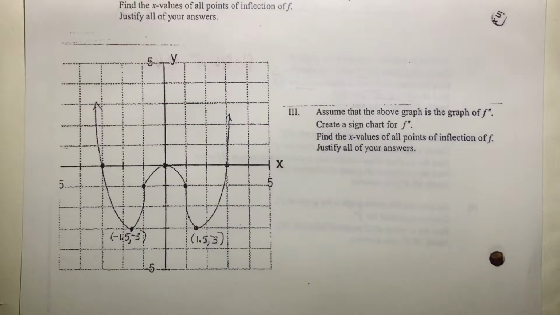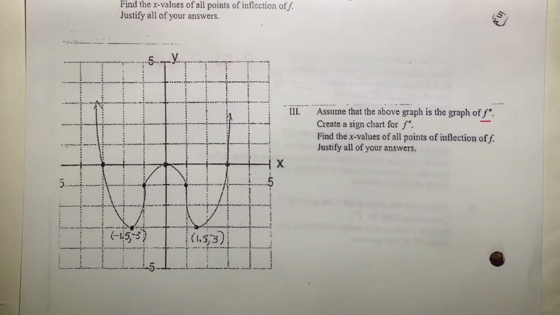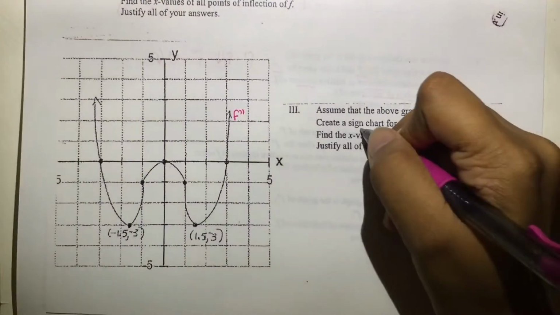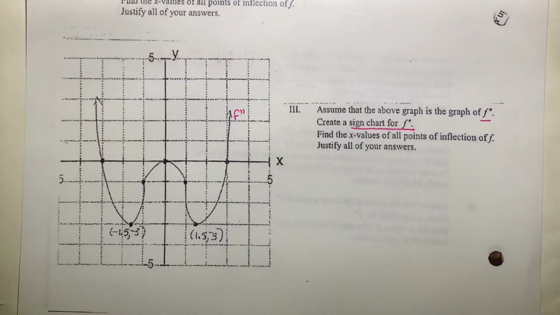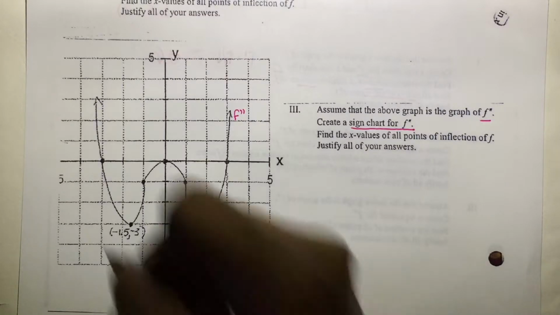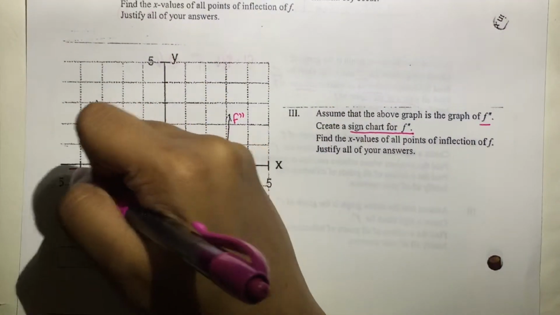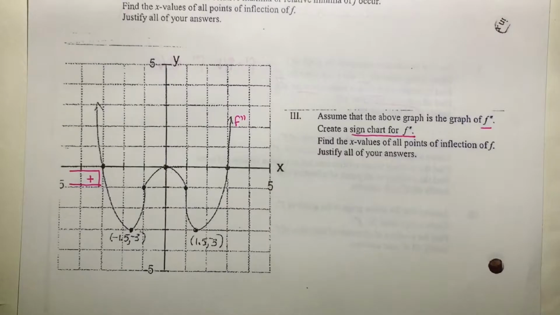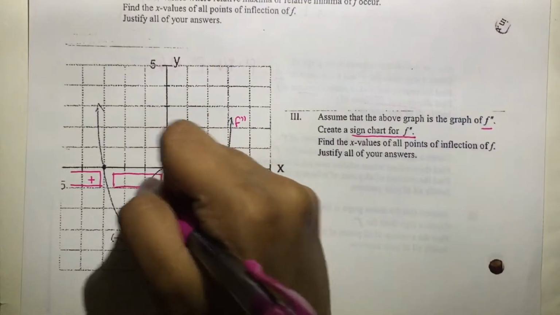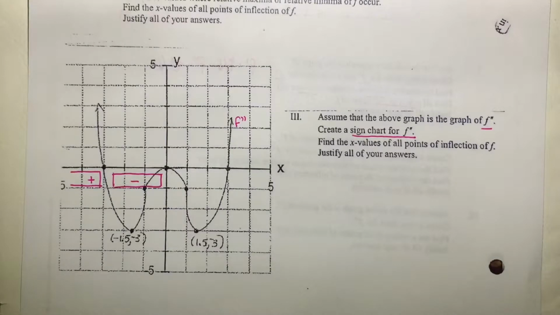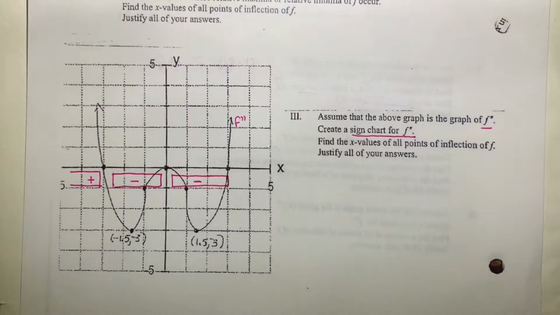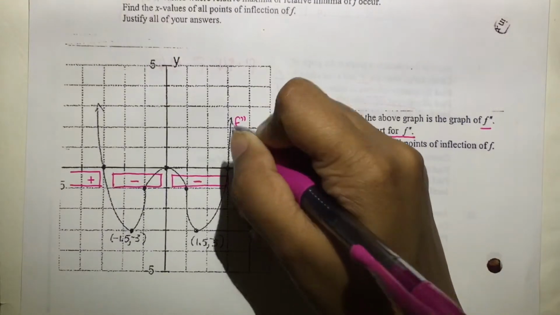Alright, now for the third part of this problem, we are given the graph of f double prime. So our first task is to create a sign chart for just f double prime. Note that we cannot create sign charts for f prime and f just based on the f double prime graph. So let's begin. So we have to create a sign chart based on the sign of f double prime. So therefore we can see that it's positive from -infinity to -3, and then it becomes negative from -3 to 0, and then at 0 it becomes negative again from 0 to 3, and then finally from 3 to infinity it's positive. So that is our sign chart for f double prime.